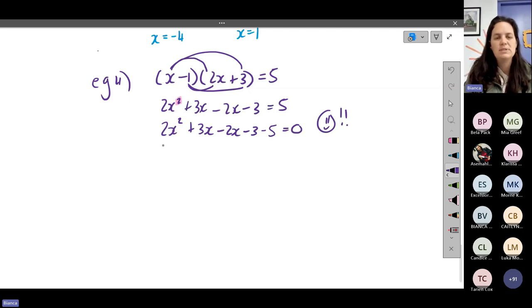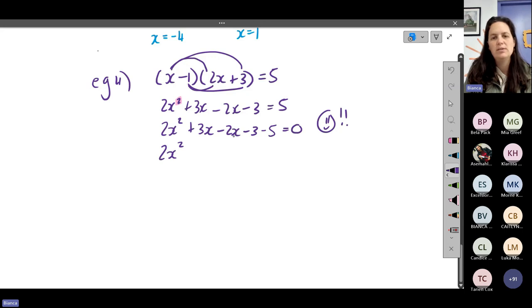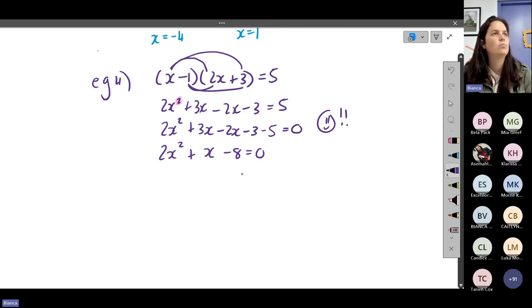Put it in standard form, descending powers of x. So simplify. 3 minus 2 is 1x, or you can just say x. Minus 3 minus 5 is negative 8. Okay? It's completely in standard form. What's next?